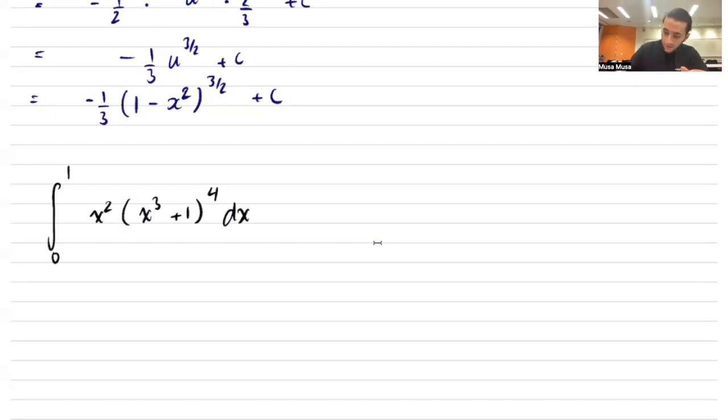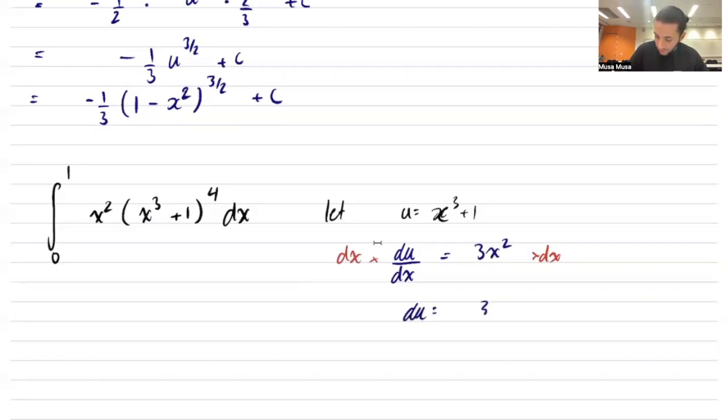Integrating this, and then I need to give you the substitution. Let u equal x cubed plus 1. So du on dx will equal 3x squared. So you're always taking the derivative to replace the dx, multiplying both sides by dx. We get du equals 3x squared dx. Now, I don't have a 3, so I'm going to chuck in a 3 and then put a third. Now, all of this 3x squared dx just becomes the du.